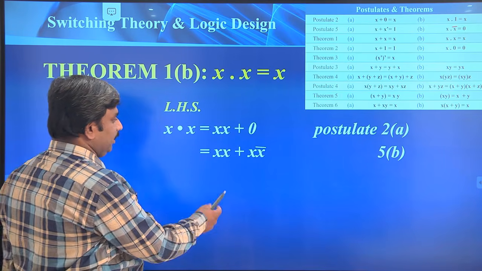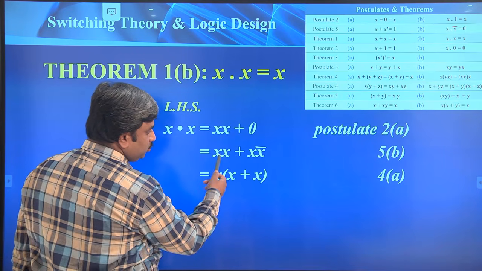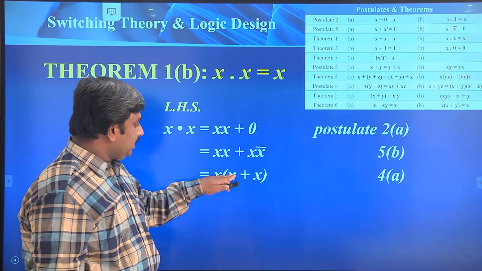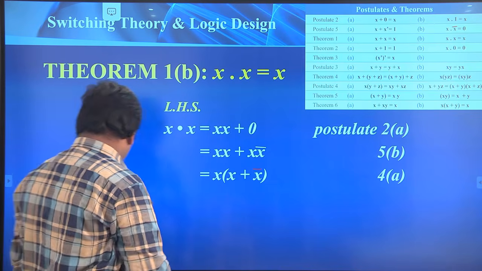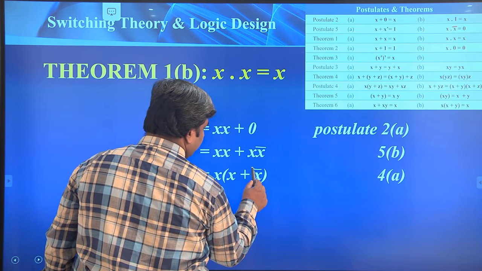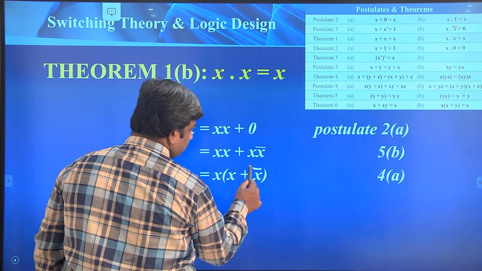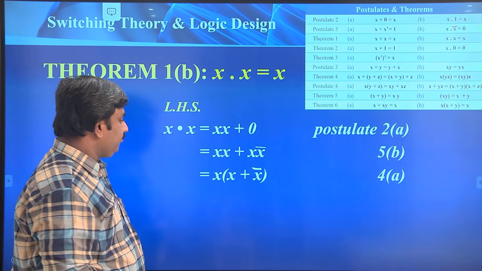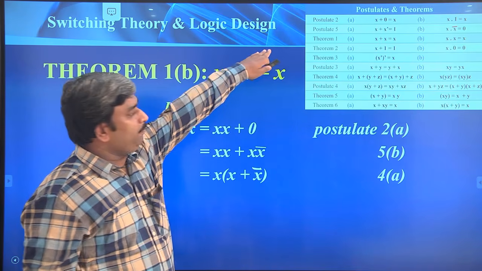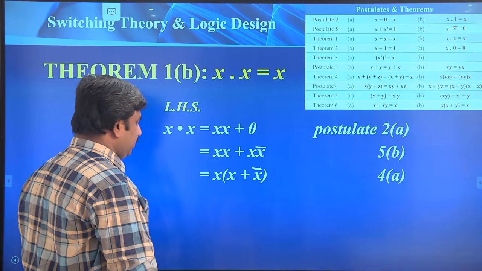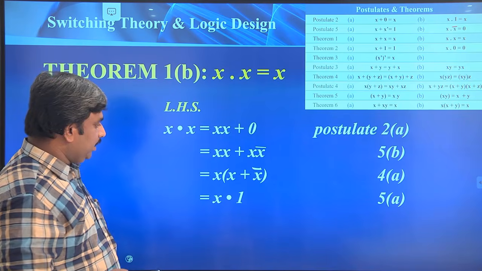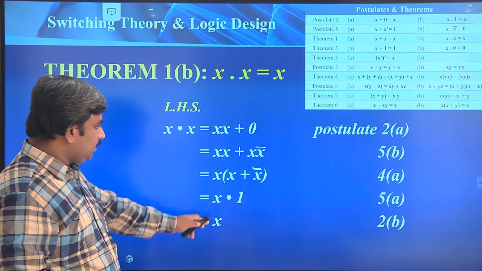Next, in these two products, I have taken x common. Then the remaining x plus x bar I have represented here. So x plus x bar is equal to what? x plus x bar is equal to 1 from postulate 5a. So by using postulate 5a, x plus x bar is equal to 1, I have represented x into 1. Next, x into 1 is equal to x from 2b.